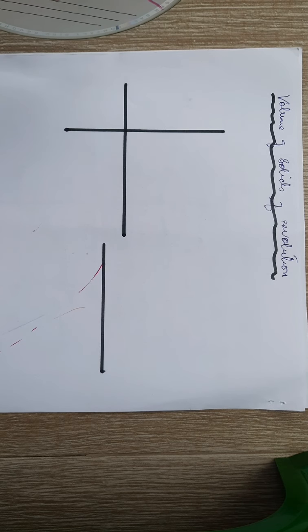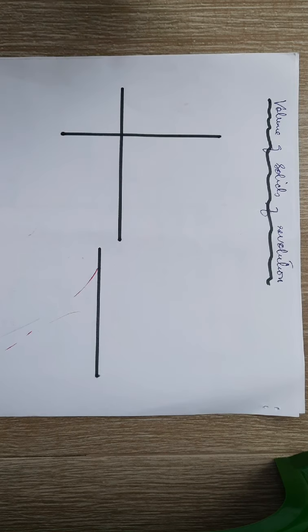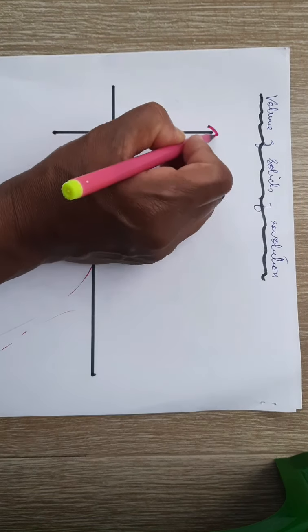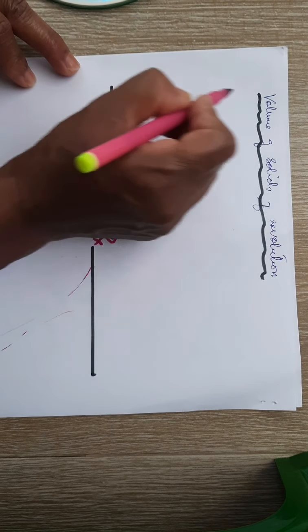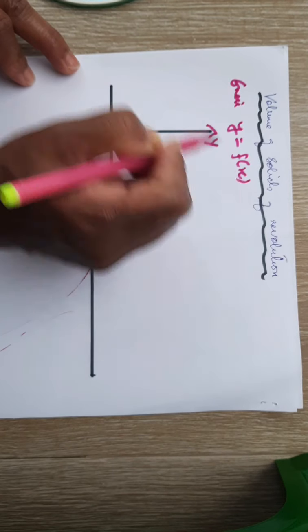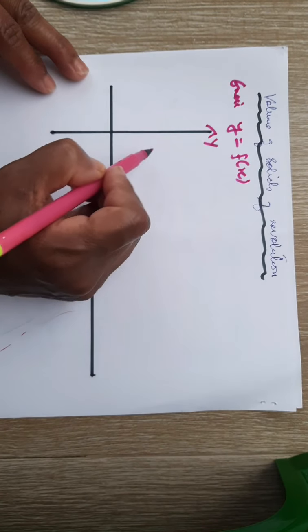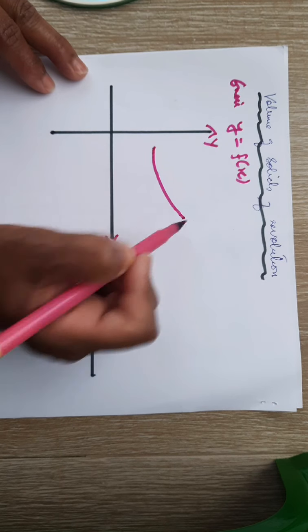Hello student, today I am going to explain how to derive the equation of the volume of solids of revolution of the given curve. Suppose this is the y-axis and this is the x-axis, and suppose the given function is y is equal to f of x. This is a given curve. Now when you plot this curve in the xy plane, suppose the curve looks like this.